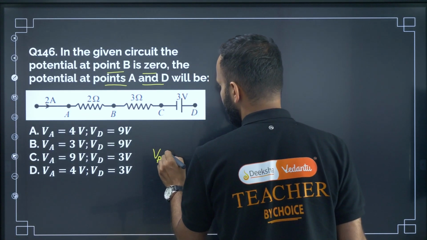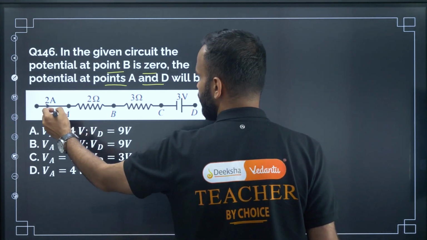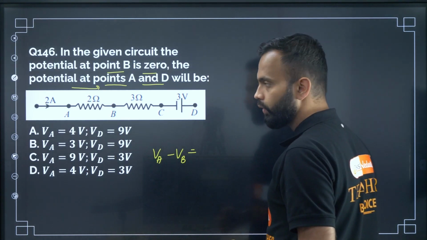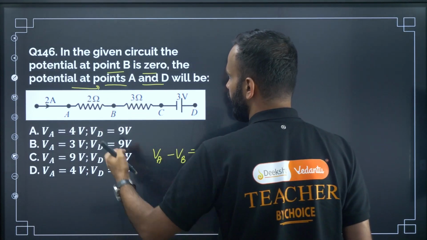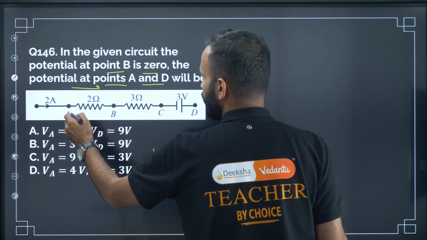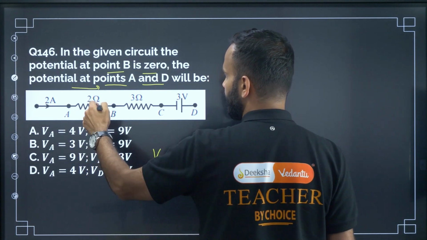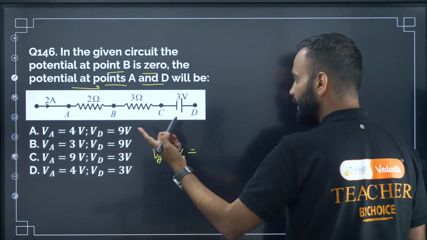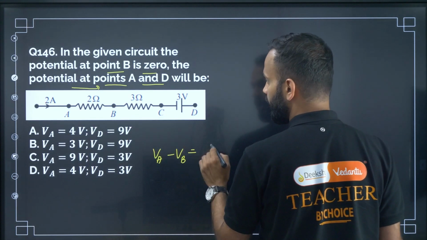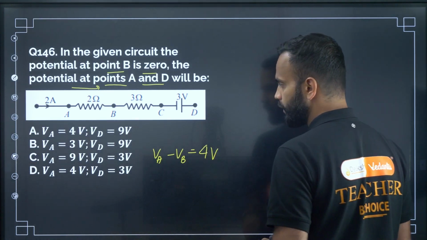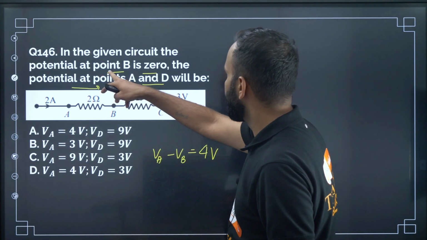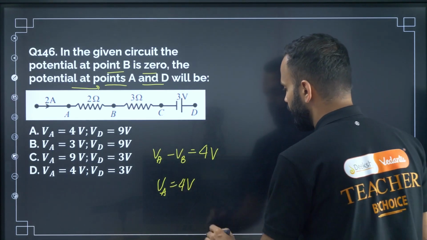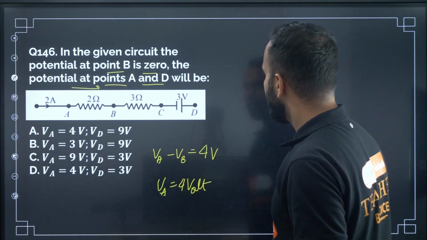So let us find the potential at point A, okay. So VA minus VB is equal to... here this is the direction of the current, right? So this is the direction of the loop also, okay. I am moving in this way also, okay. So the current is 2 ampere, R is 2 ohm, so I into R is 4 volt, right? In the question they have given VB is 0, right? So VA, that is potential at A, is equal to 4 volt.